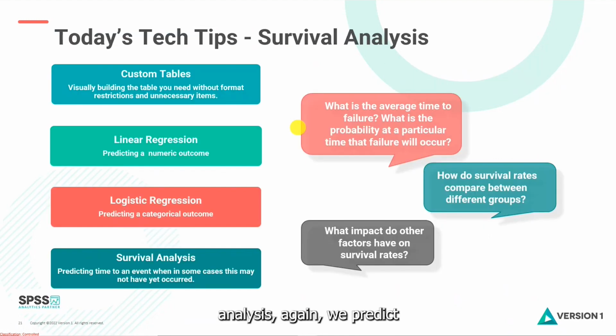So with survival analysis, again, we predict time to an event when in some cases this event may not have yet occurred. We can ask, what is the average time to failure? What is the probability at a particular time that a failure will occur? How do survival rates compare between different groups? And what impact do other factors have on survival rates?